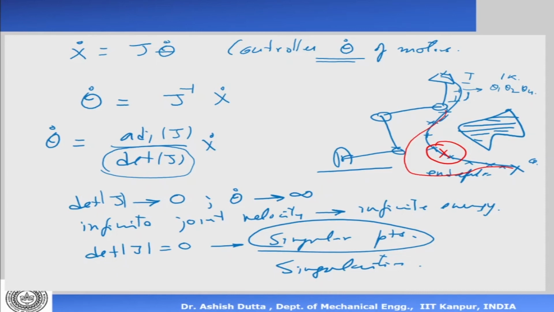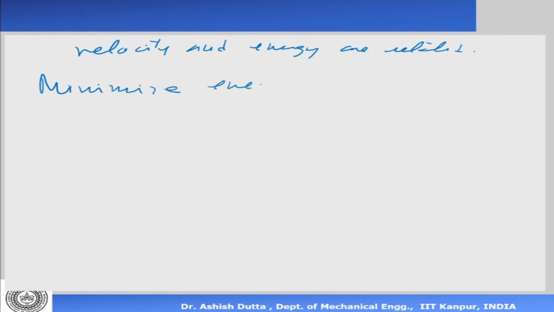The second is, this also gives us an indicator of energy. Because you know that velocity and energy are related. If you want more velocity, you have to give more energy. So there is a relation between the motor velocity and the energy. So if you want to minimize energy, then you must maximize determinant of J. This is very clear from the previous relationship.